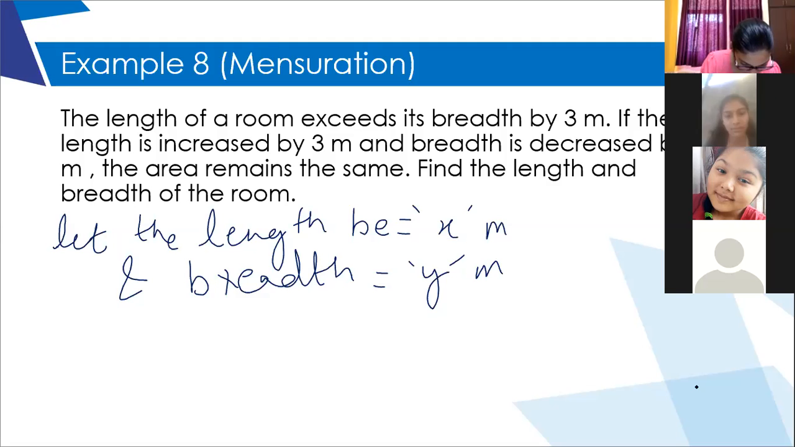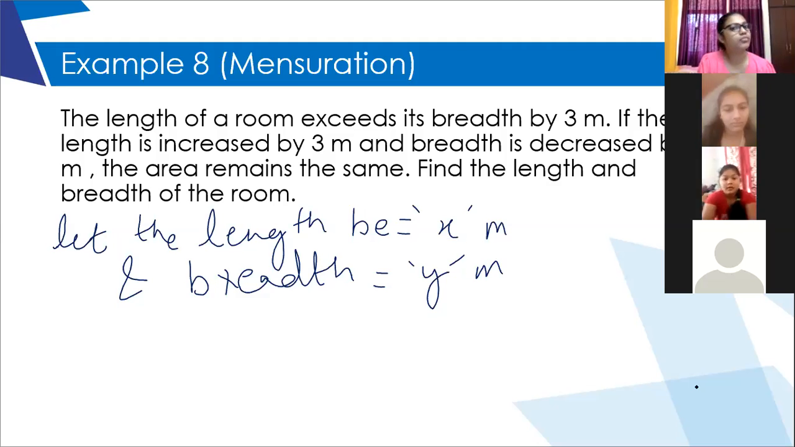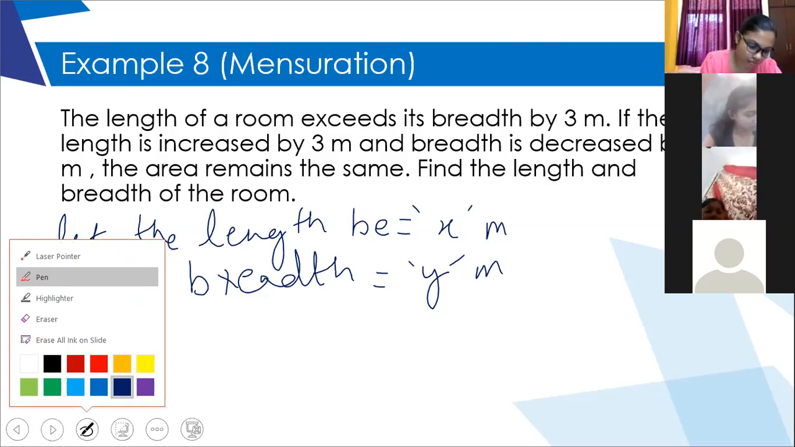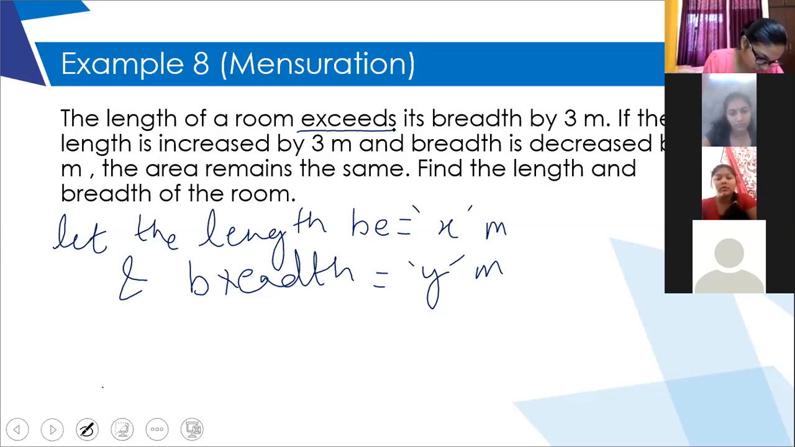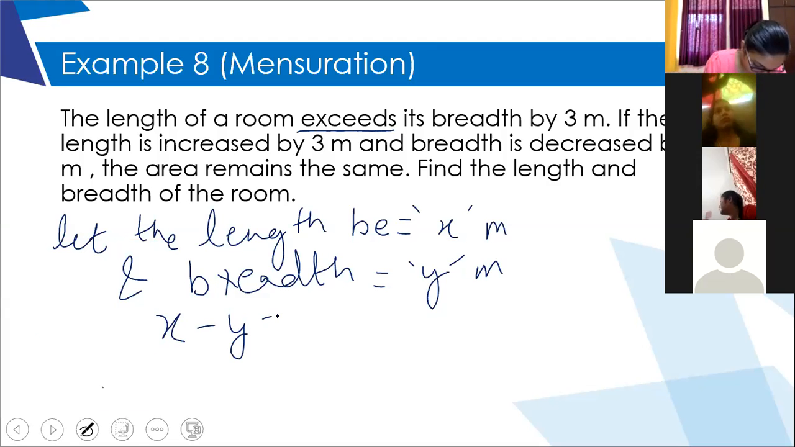Ma'am, x minus y is equal to 3. Excellent. The length of the room exceeds its breadth by 3 meters means the difference between the length and breadth is actually 3. So simple. It is x minus y is equal to 3, your equation number 1.